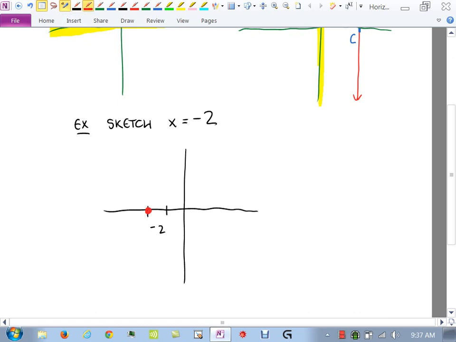But x being -2 means that every point on my line has to have an x of -2. So if I draw a point up here, do you agree that the x-coordinate is -2? Any point up and down would have an x-coordinate of -2. Therefore, it must be a line that goes through like this.